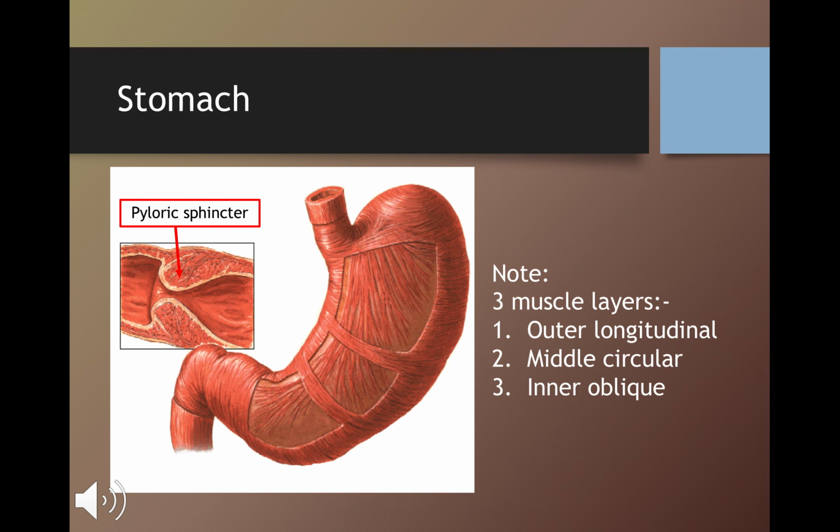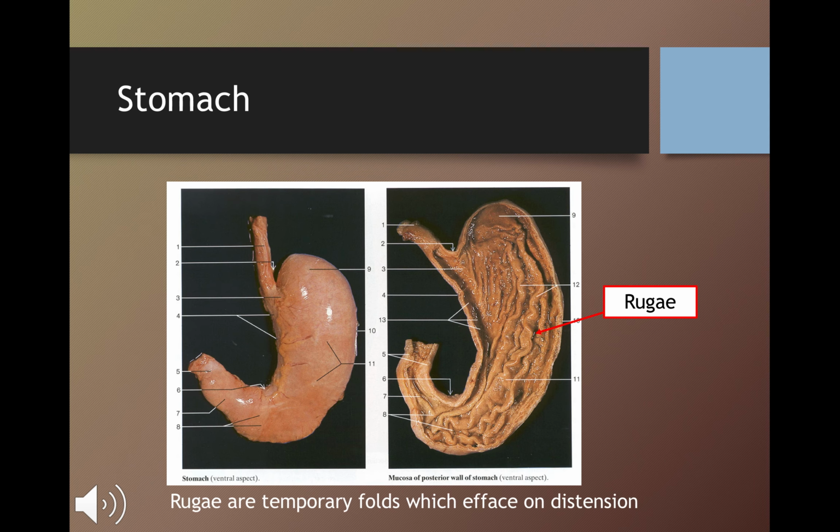Here, you can see the pyloric sphincter. Please note three different muscle layers: outer longitudinal, middle circular and inner oblique. This is the dissected stomach. There are many folds inside, which are known as rugae.